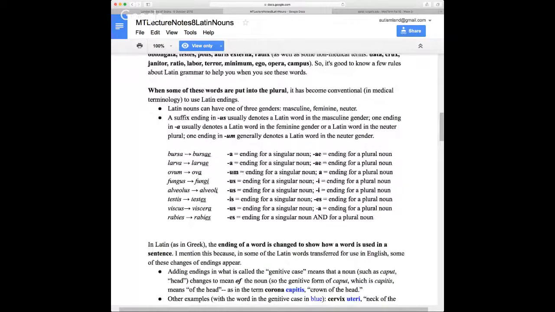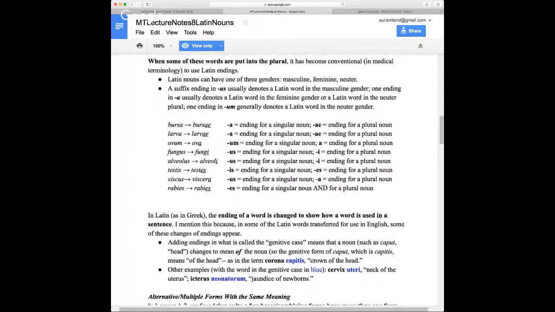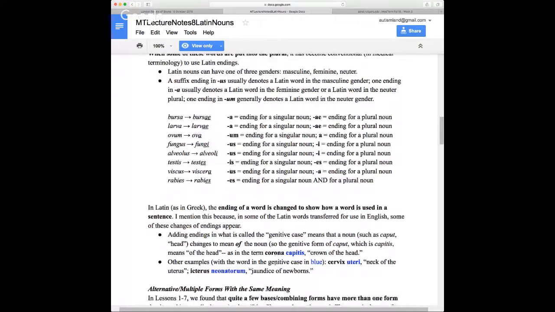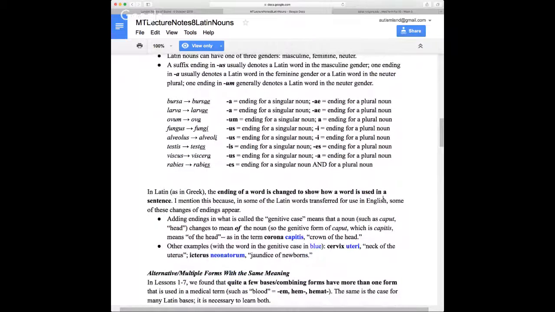The other thing, there are a few other things to note about Latin nouns, namely that in order to show how a noun is used in a sentence, the ending of the word is changed. So this means that basically you'll mostly see forms like the ones up here if you see a Latin noun that's used in English, but occasionally you'll see a noun that has been declined. A noun that is declined has been put into a different case.